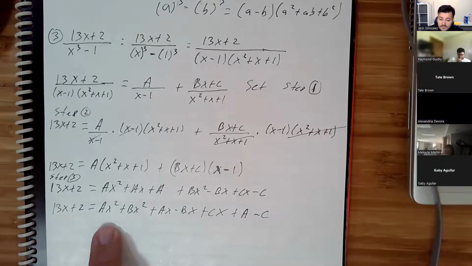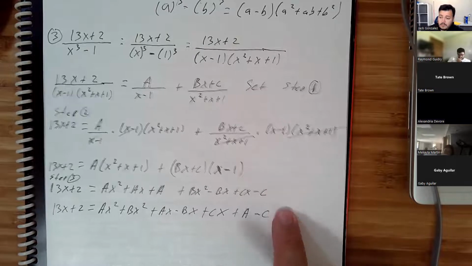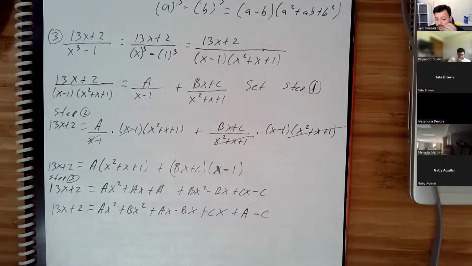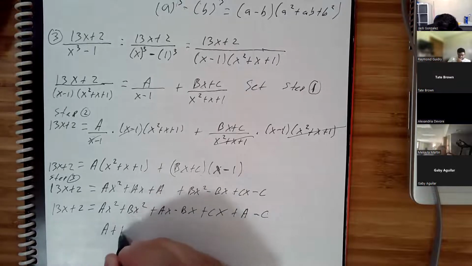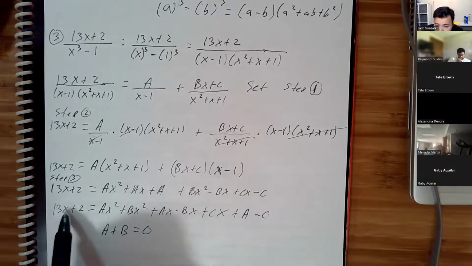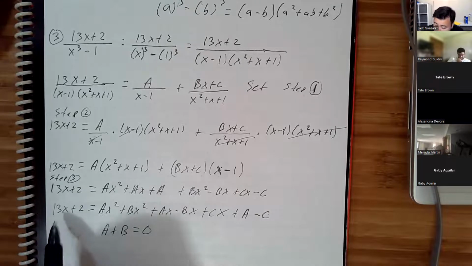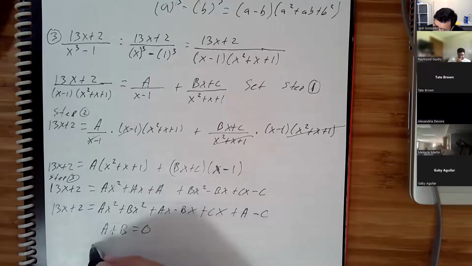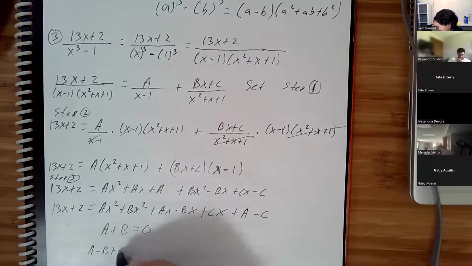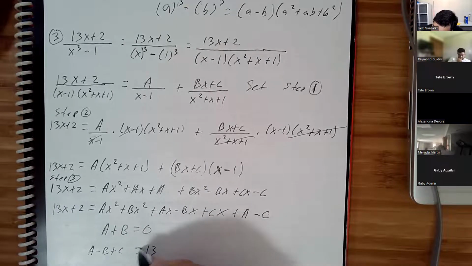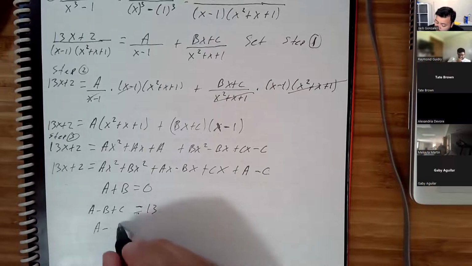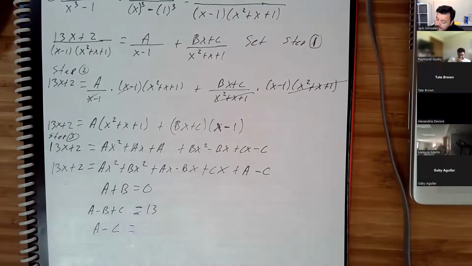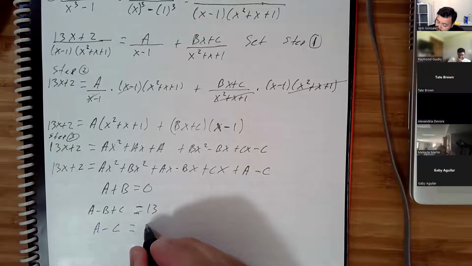Okay, so there's all of them together. All I did was organize. I didn't do any math from here to here. Just rearrange the terms. So the quadratic pieces will be equal to 0 because there is no quadratic piece, right? The linear pieces is equal to 13. The constants is equal to 2.